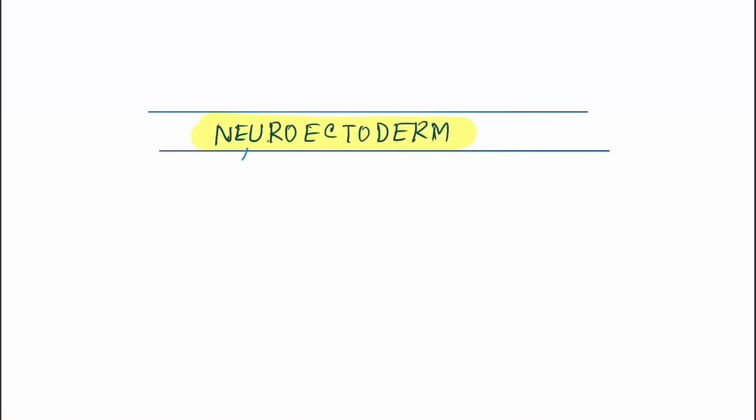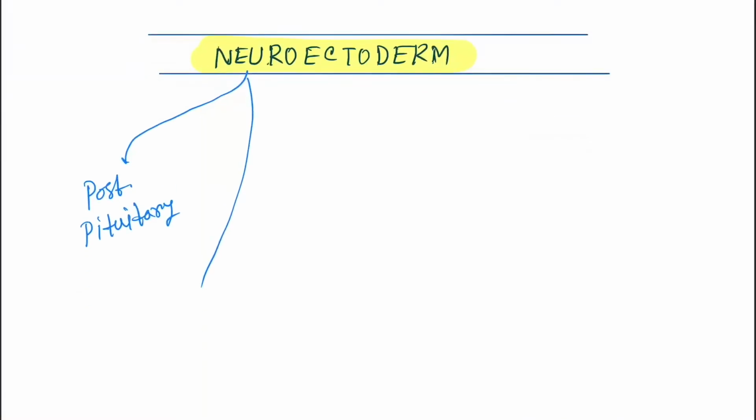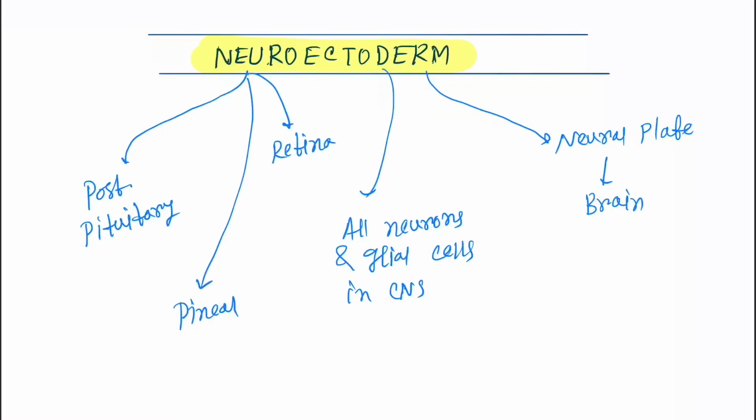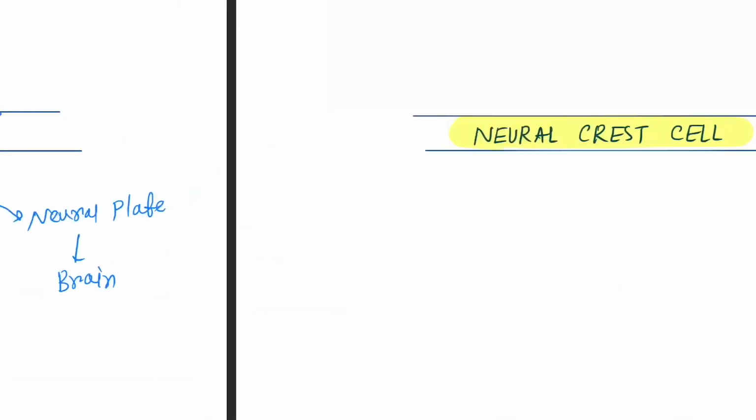Next one is the neuroectoderm. So neuroectoderm forms posterior pituitary, pineal gland, retina, all neurons and glial cells in CNS, neural plate, and further it forms the brain. So neuroectoderm is also done.